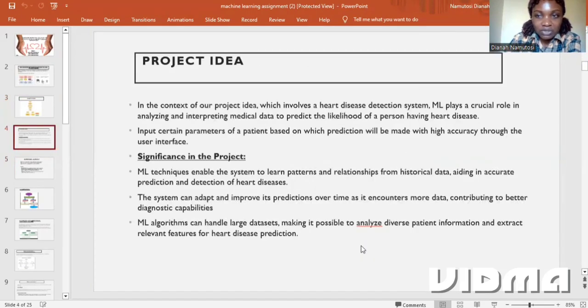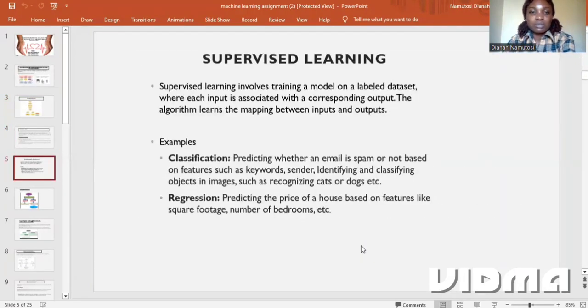The project idea and its significance I've already talked about. Supervised learning, I've already talked about the definition and how it's going to be applied. So maybe what I can talk about is the types of problems in supervised learning: classification problems and regression problems. For classification problems, the model classifies data into categories. For example, if we input some data and the patient is old, we'll be able to categorize this person among people who are at risk. If the patient is younger, they will be in the group of people who are not at risk.